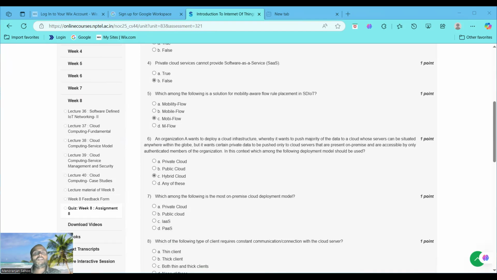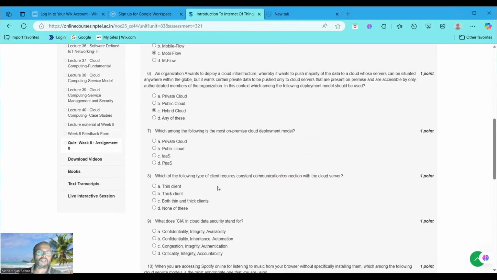The organization needs a public cloud for global data and a private cloud for on-premises secure data. So a hybrid cloud combines both, allowing data to be split between the public and private infrastructure with controlled access. Option A is incorrect because private alone cannot handle the global data. Option B is also incorrect because public alone lacks on-premises security. Option D is also incorrect because specific needs require a hybrid. So option C, the hybrid cloud, is the right answer. Got it? 6, option C, hybrid cloud.